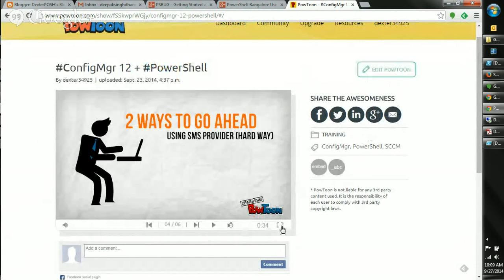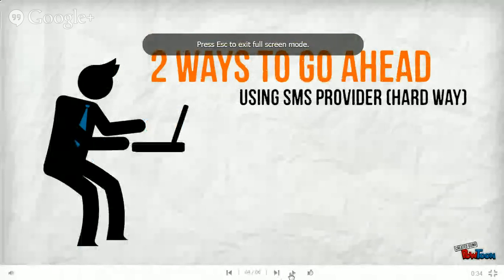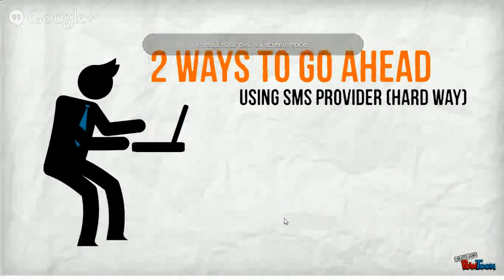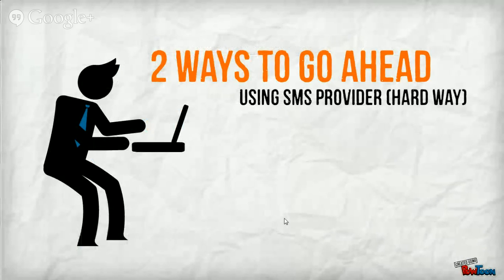Okay, so moving on with this slide, I'll just begin with it. When you start using Config Manager with PowerShell, there are essentially two ways to use it. The first one is using the SMS Provider, which is nothing but a WMI layer on top of the SCCM database sitting there, and if you want to interact or perform certain actions, it is the intermediate layer which comes into play.